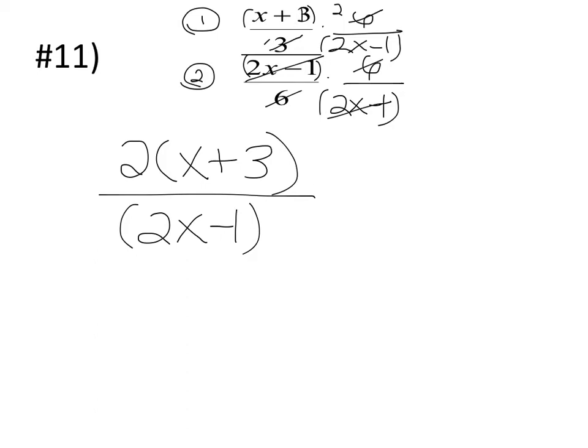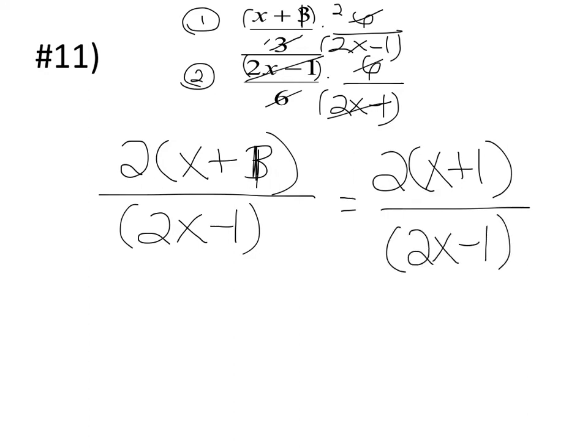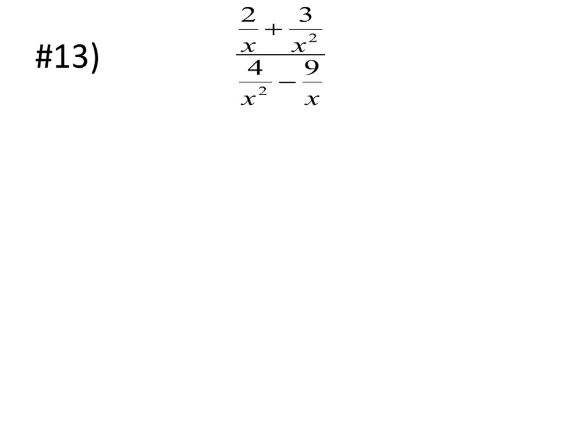Okay, apparently in the original problem this was supposed to be a 1, so this should be a 1. So the original problem was wrong, but the only difference is it was x plus 1 instead of x plus 3, so nothing changes in your actual work. Okay, so this right here should have been a 1 instead of a 3. Okay, so now we have step 1 and step 2.